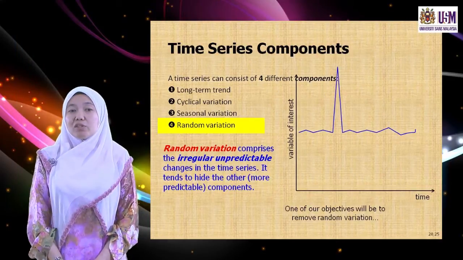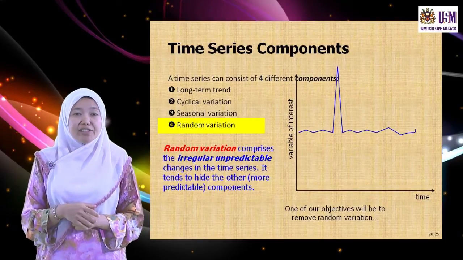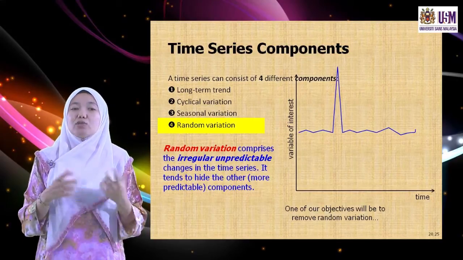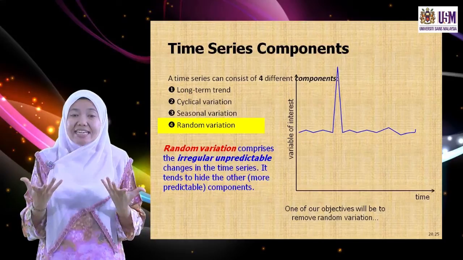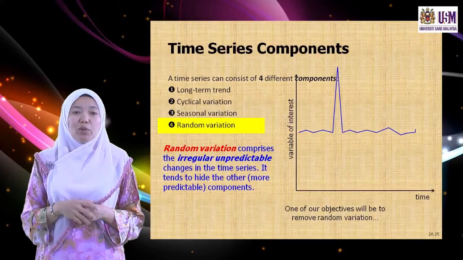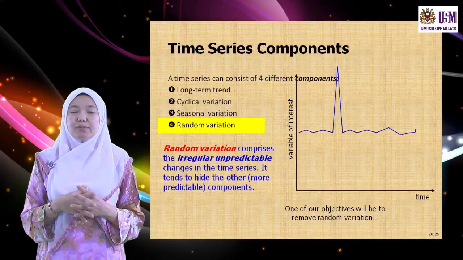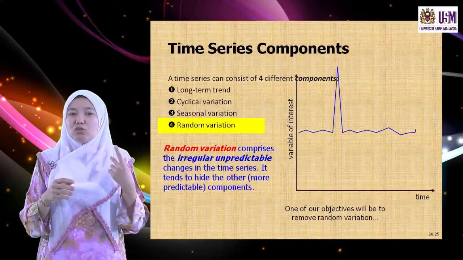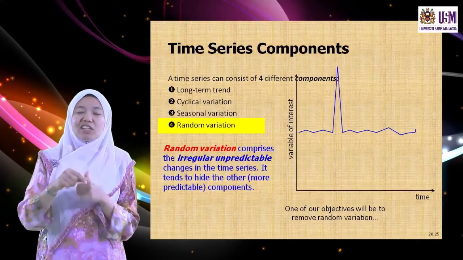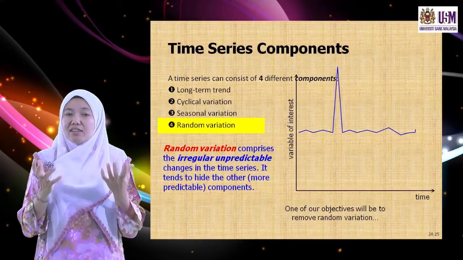So now we have come to the final, the fourth component of time series. We already discussed the long-term trend, the cyclical, the up and down variation, as well as the seasonal variation that occurs within a year. So what is random variation? The random component comprises the irregular and unpredictable changes in the time series. It tends to hide the other, more predictable components. So you have your graph up and down, and suddenly you have a spike out of nowhere. That is basically a random variation.